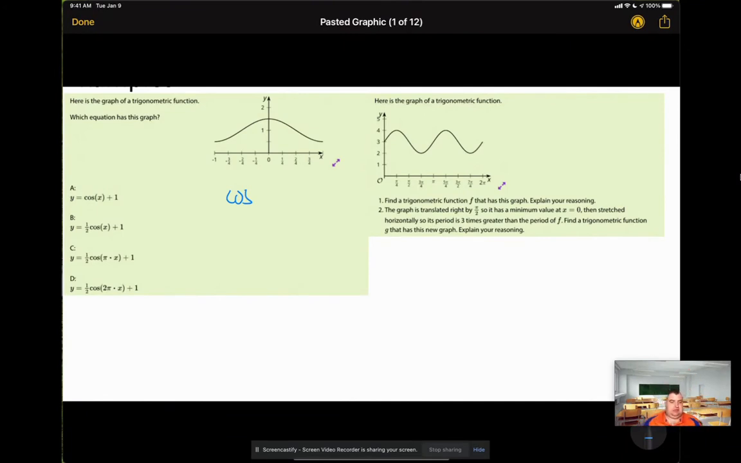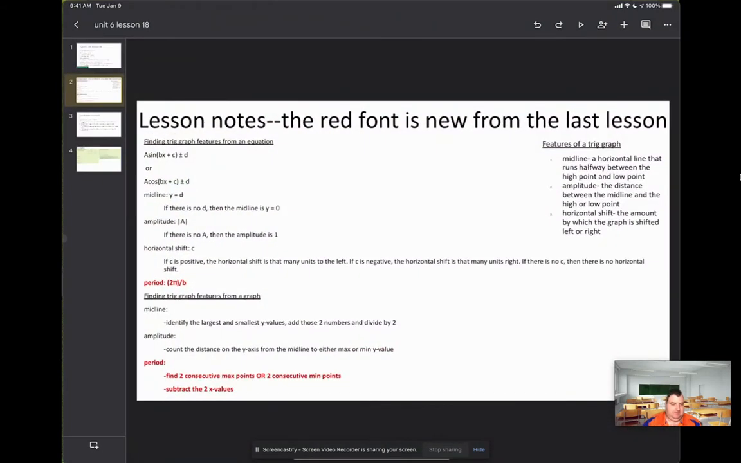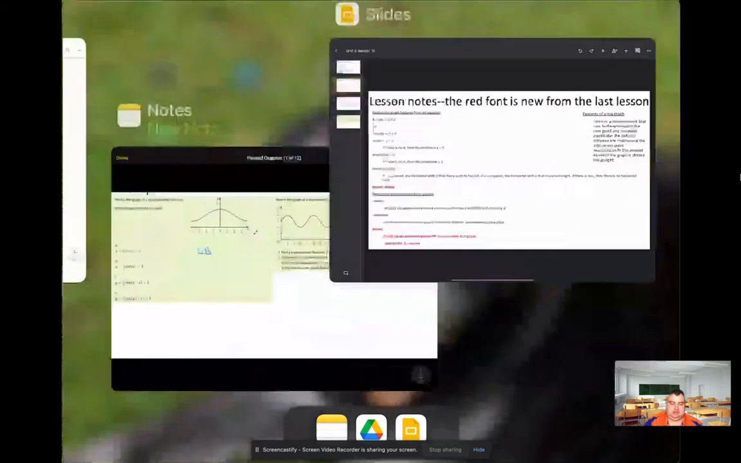So the first thing I'm going to do is look at the midline. Let's remind ourselves again. The midline is a horizontal line that runs halfway between the high point and the low point. And notice the midline goes after the parentheses as a plus or minus.